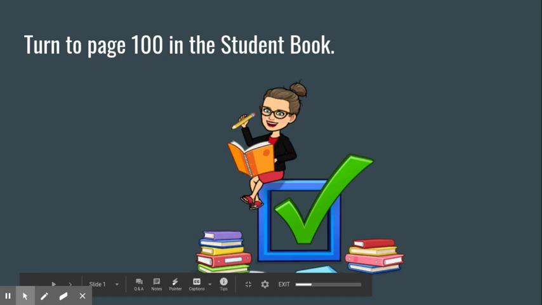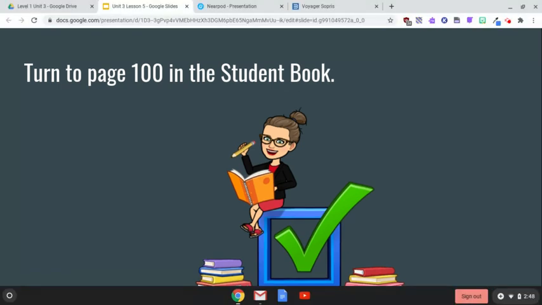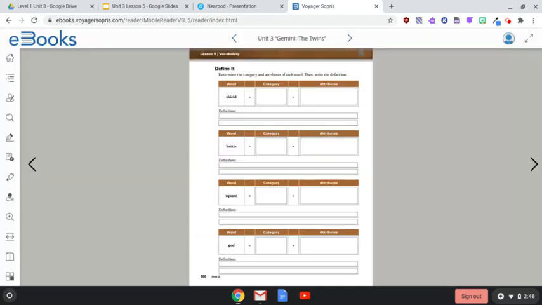Now let's look at page 100 in your student book. When we have shallow knowledge of a word, we can often use it in a sentence, but we can't create a meaningful definition. Defining it helps us think about words more deeply. Consequently, we are better able to use and define the word.